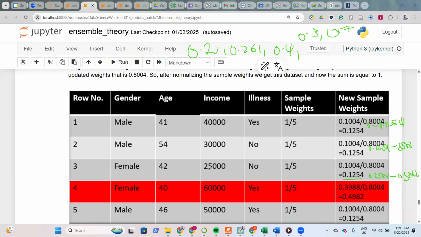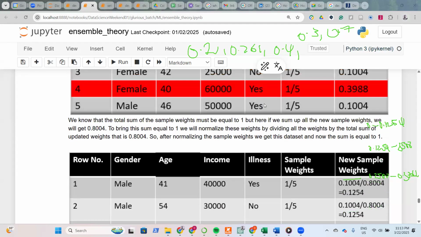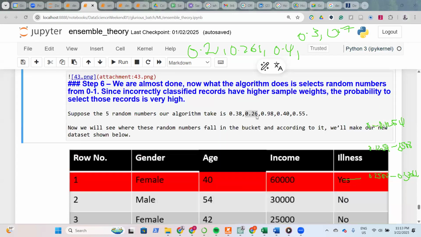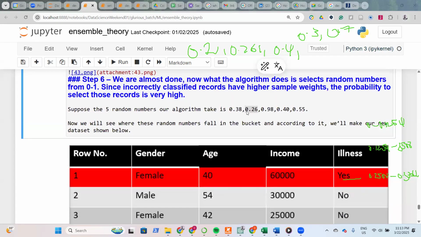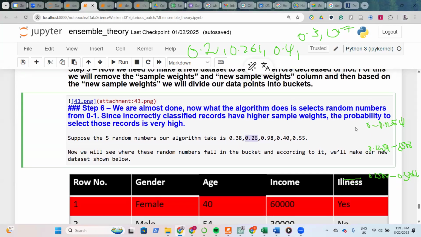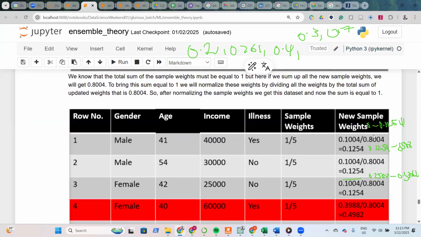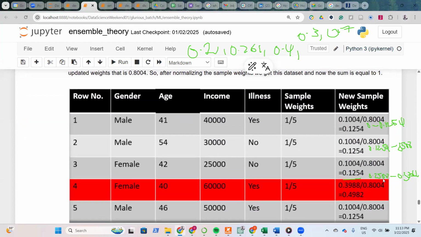So we have our random numbers. Now we have 0.26, so it should fall in this bucket. Let me see. Yes, it should fall in that bucket. 0.26 should definitely be in the third bucket.